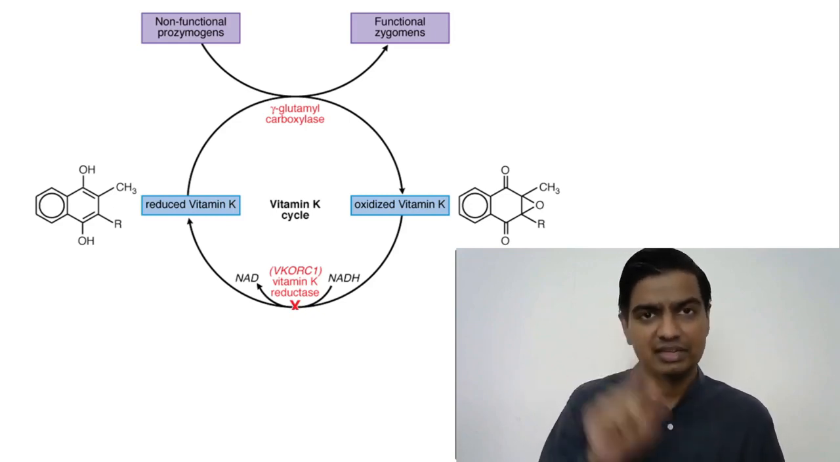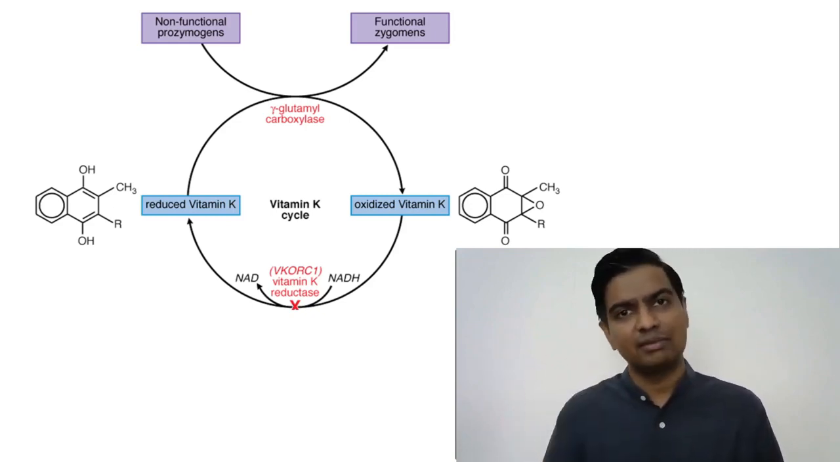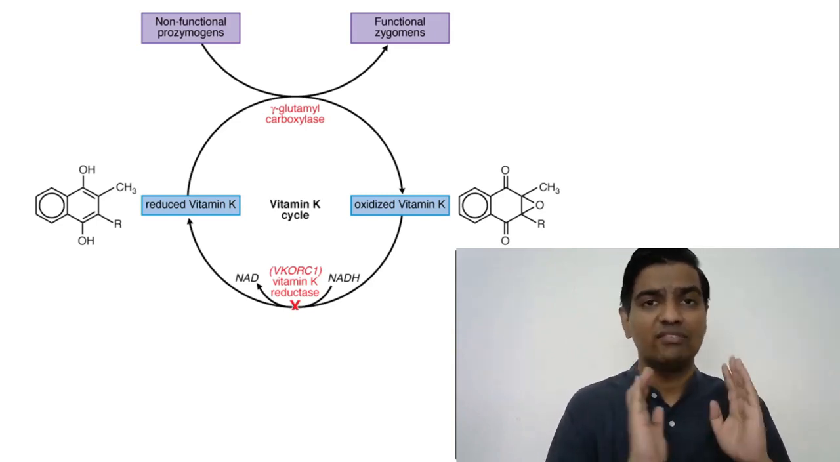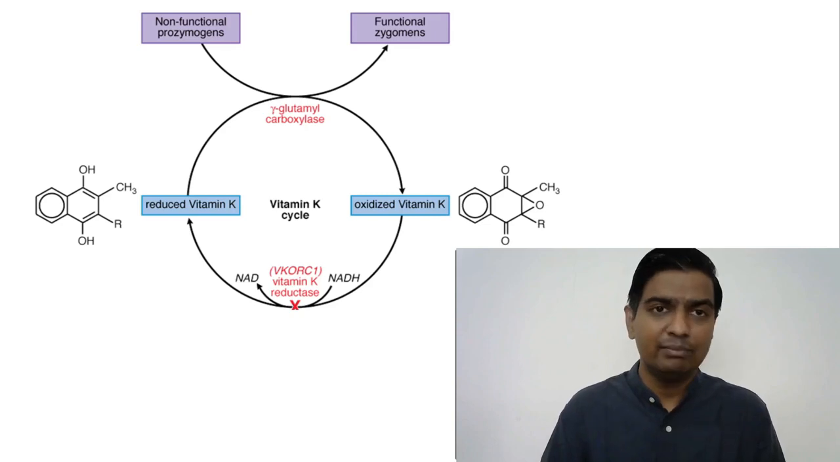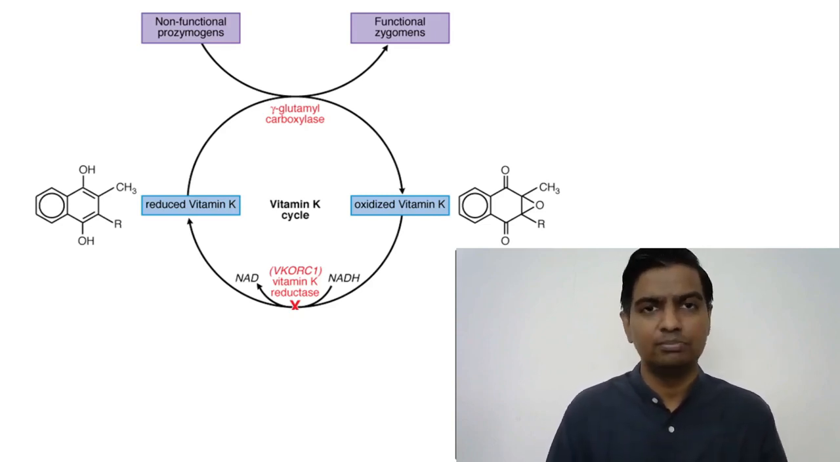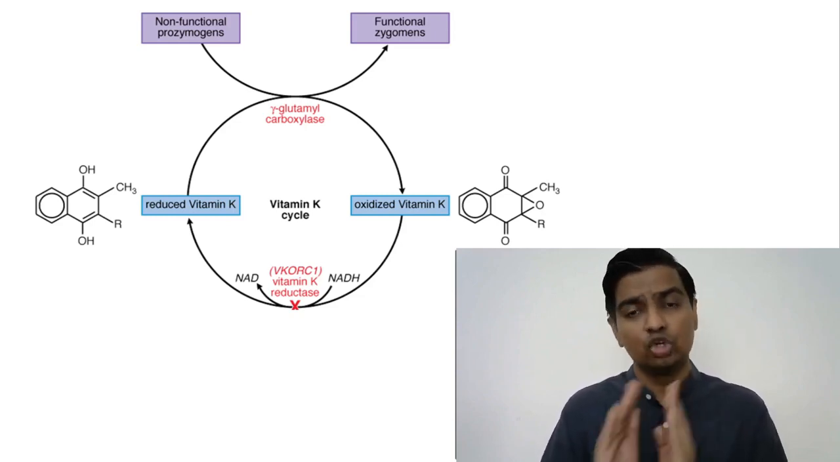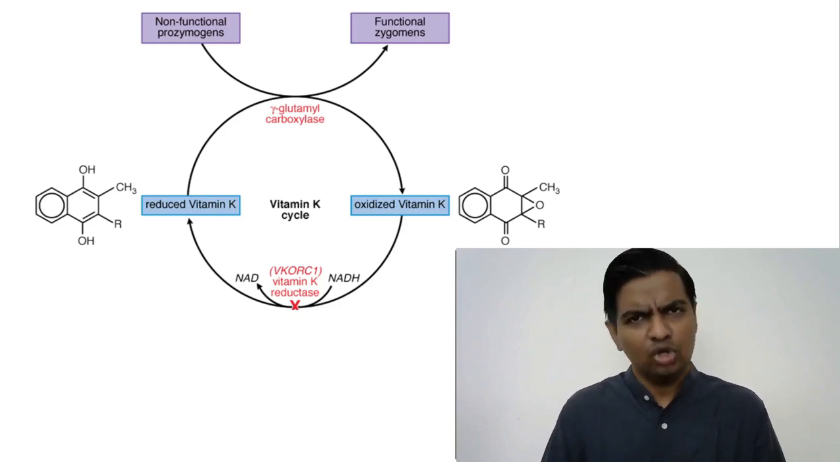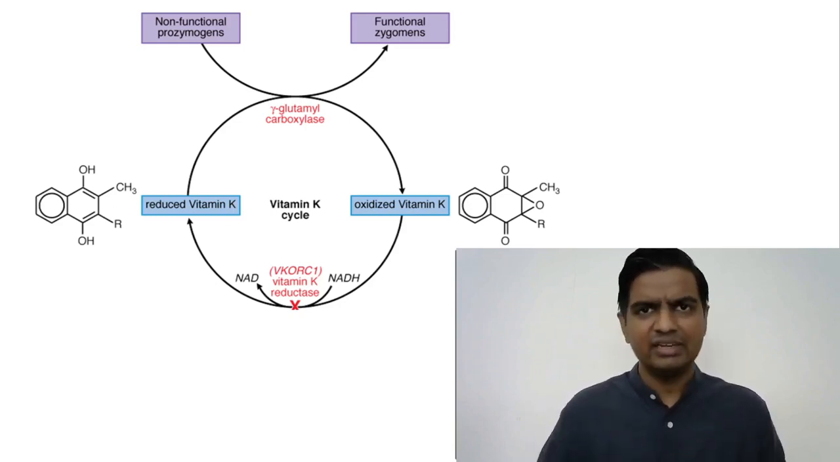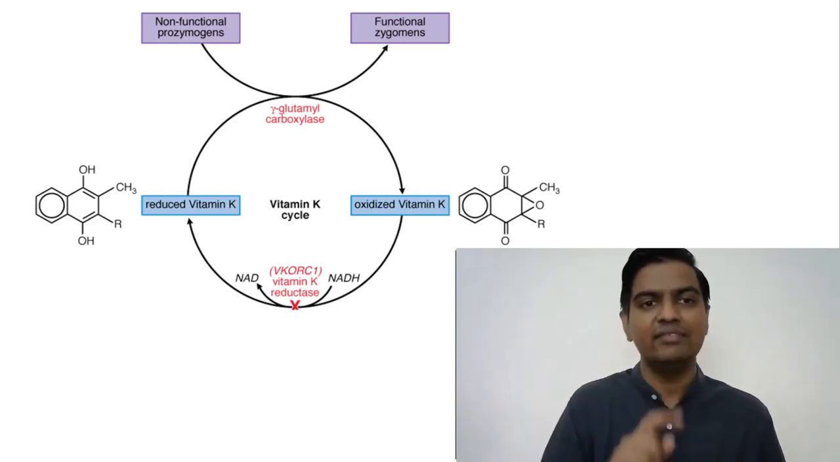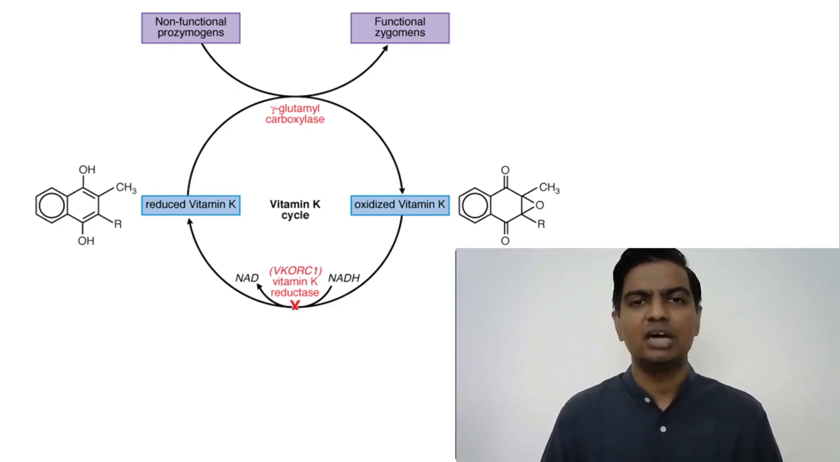Which means if a person does not have vitamin K, gamma glutamyl carboxylase will not work, and as a result clotting factor 2, 7, 9 and 10 will remain in the non-functional prozymogen form. In this reaction, vitamin K gets oxidized, and as a result it becomes non-functional itself. But not to worry, we eat vitamin K from outside, the bacteria make vitamin K for us, plus oxidized vitamin K can be reactivated into reduced vitamin K by an enzyme, vitamin K reductase. More information about this enzyme later on in this particular video.